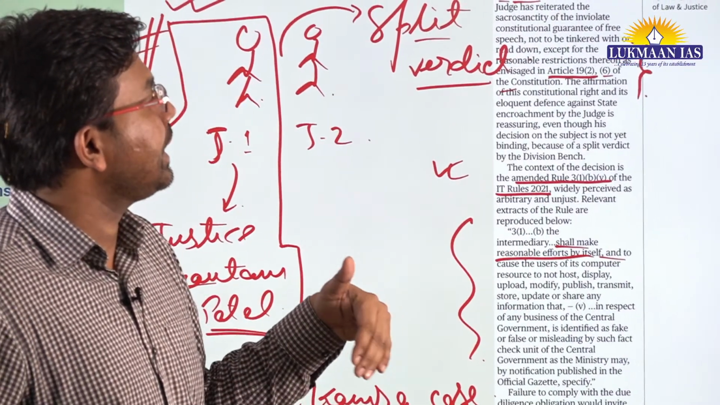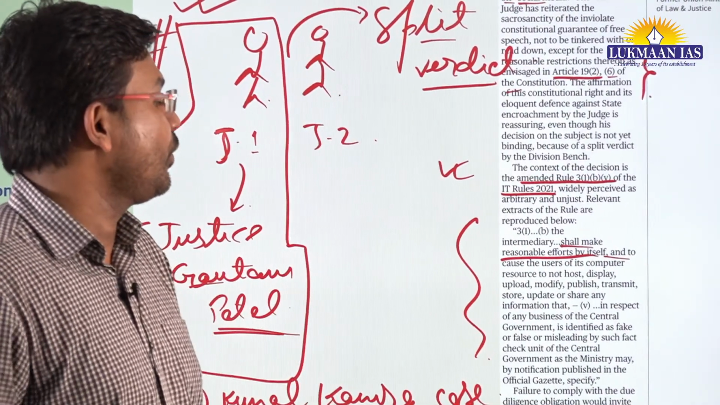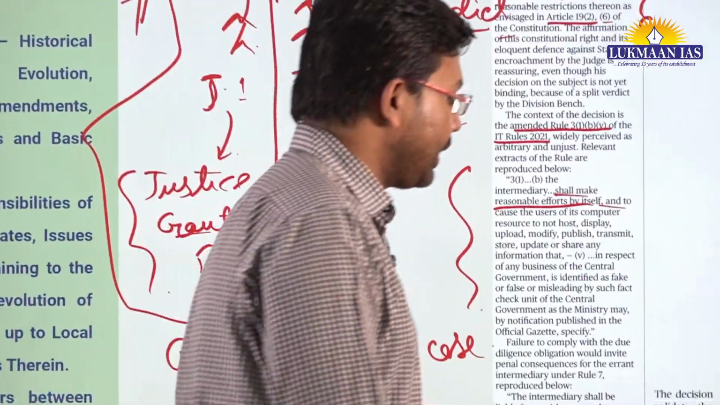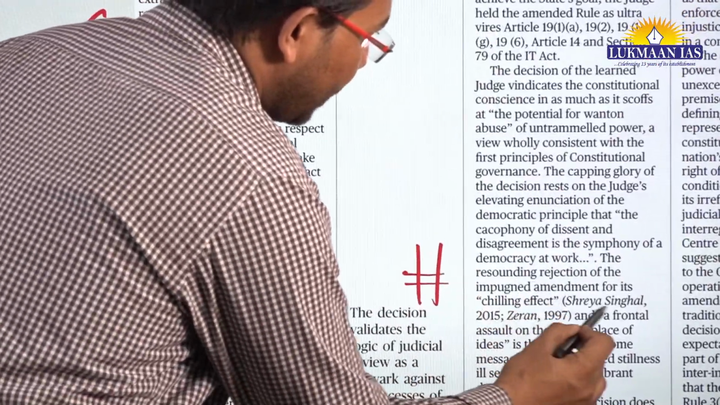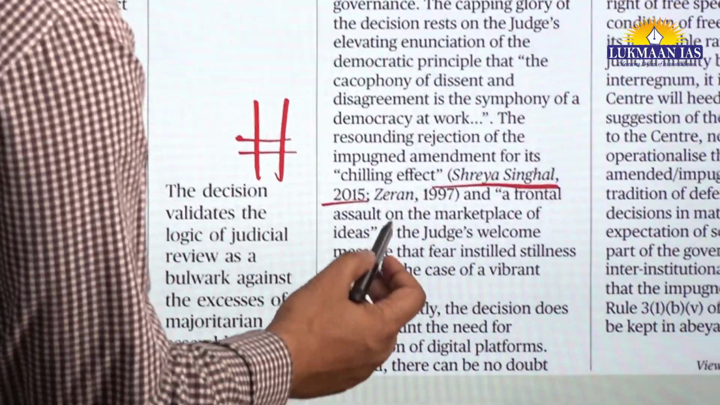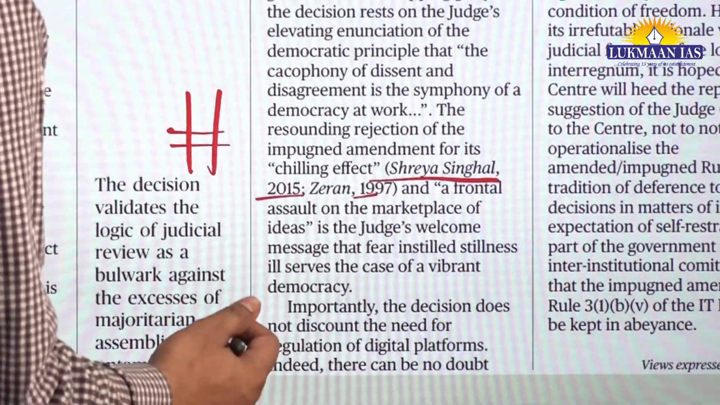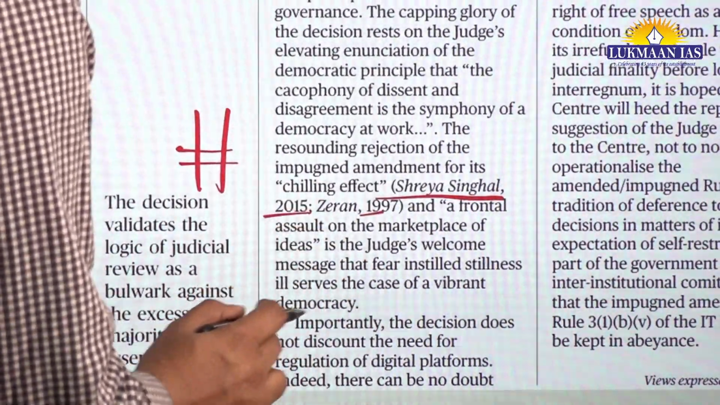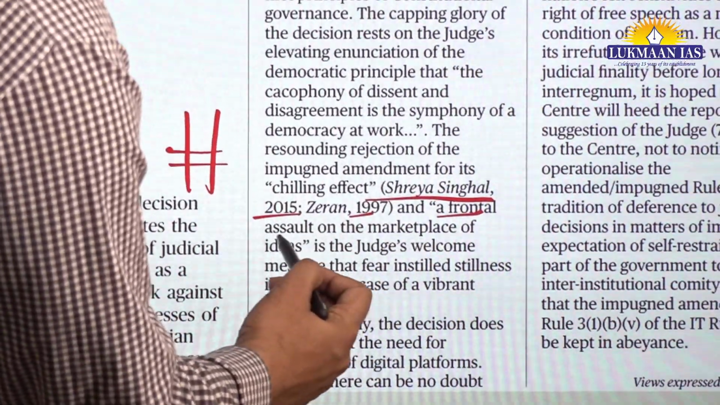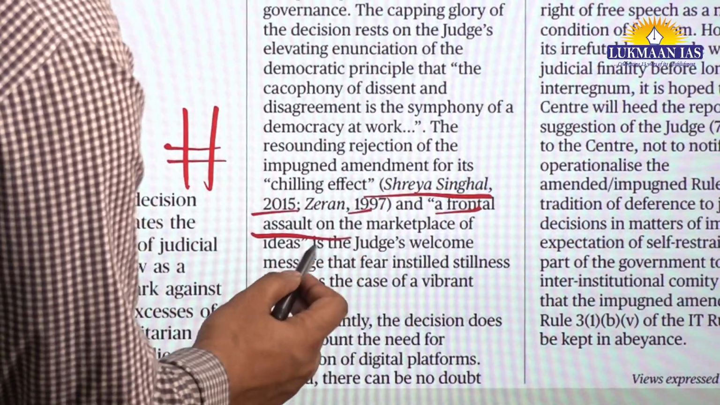So here the author has referred to a few previous judgments of the Supreme Court of India. One of the judgments is known as the Shreya Singhal case 2015, right? And there was a Zeran case 1997. So they are a frontal assault on the marketplace of ideas.